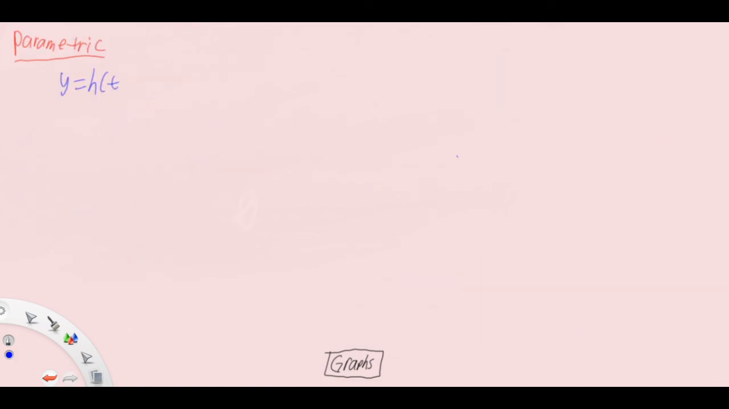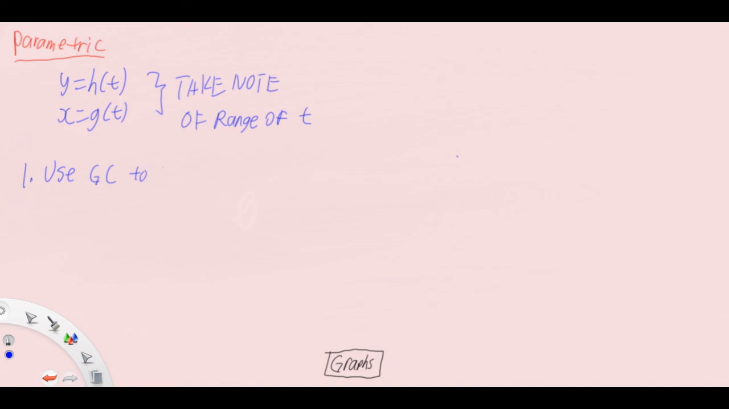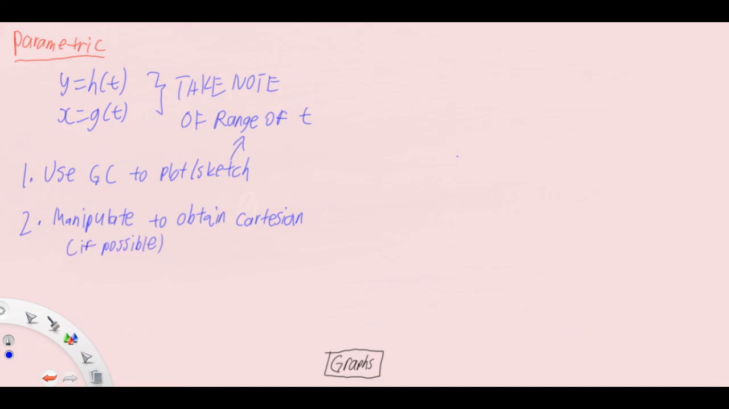Lastly, for parametric equations, do take note of the range of values of t used for the graph. If there is a restriction to it, you have to take note. Otherwise, you might sketch the wrong graph by sketching too much, too little, or the wrong portion of the graph. Alright, for parametric equations, either use your GC to sketch, or if the question requires you to manipulate and obtain Cartesian equations, sometimes trigonometry identities have to be used, either Pythagoras theorem or the double angle formula.